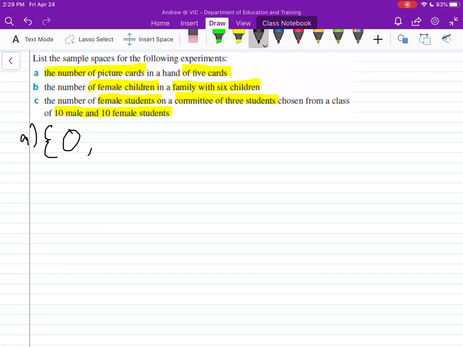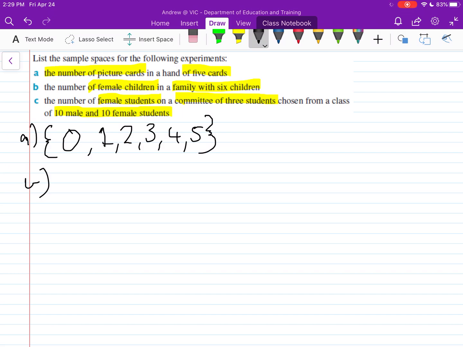Okay? Then you could have 1 picture card in it, 2, 3, 4, or 5. So these are all examples of how many picture cards you could have in it. So you can have from 0 up to 5. Okay, so I think you sort of see where this is going.